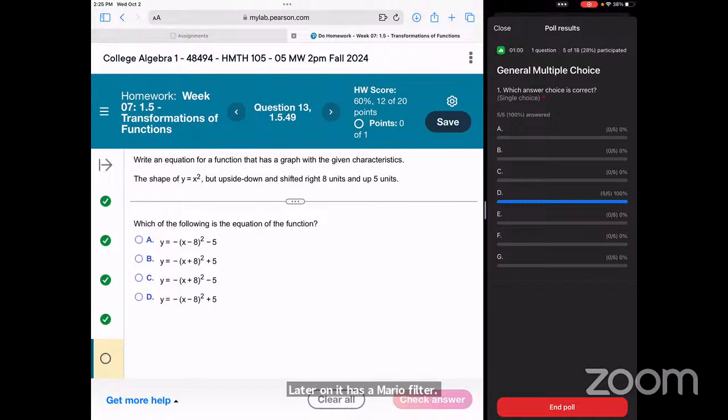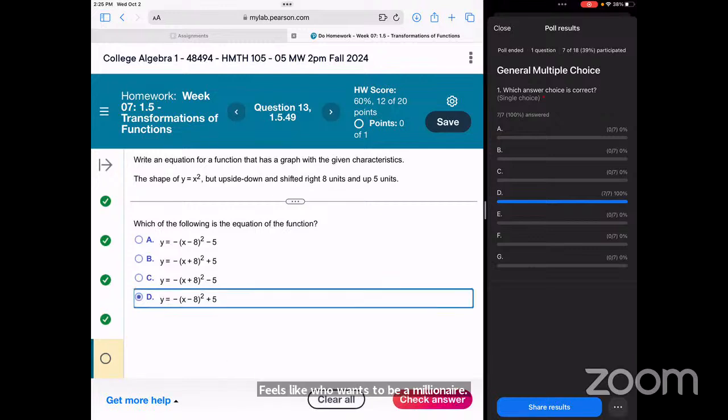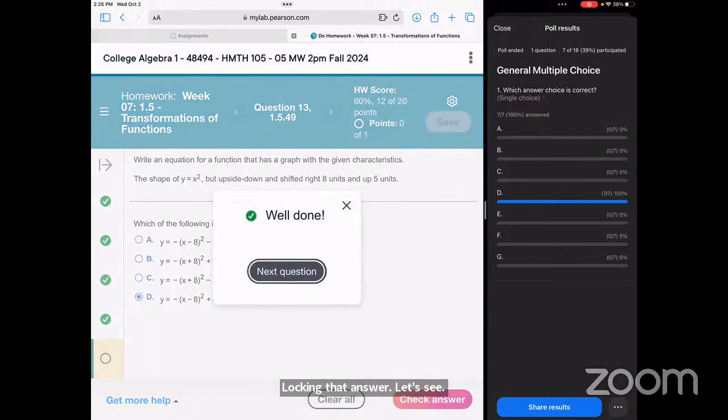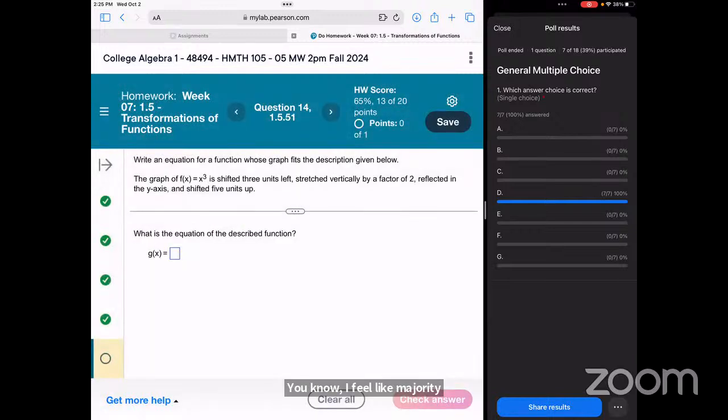Okay. All right. Let me think. Let's see. Upside down. We said right 8. Okay, I'm gonna close the poll. I think I am gonna go with the majority here. Feels like Who Wants to Be a Millionaire? Is it D? Is that your final answer? Lock in that answer. Let's see. Nice. Okay, good. I feel like the majority for the most part is okay. Guys, that makes me feel a lot better.